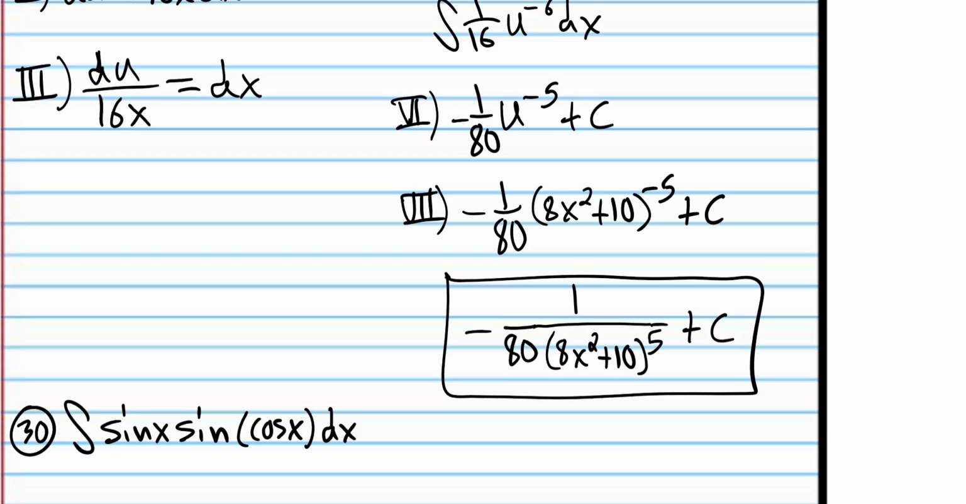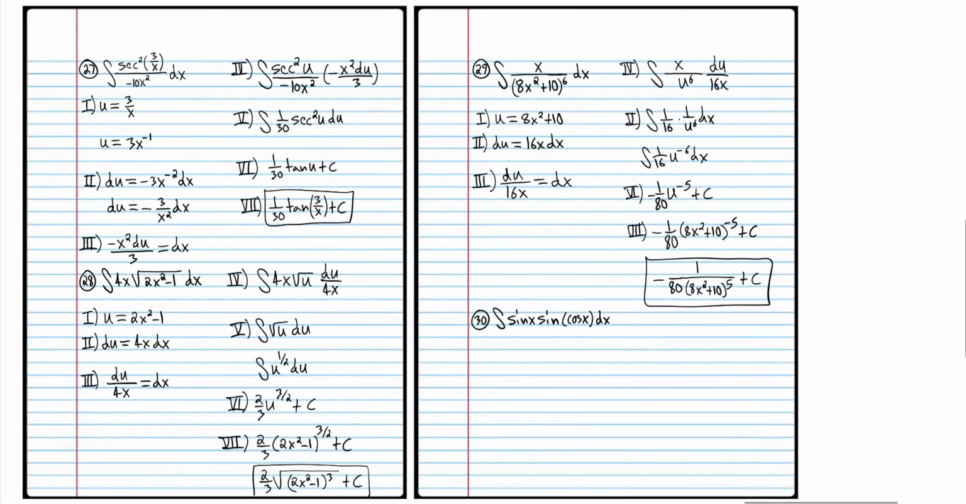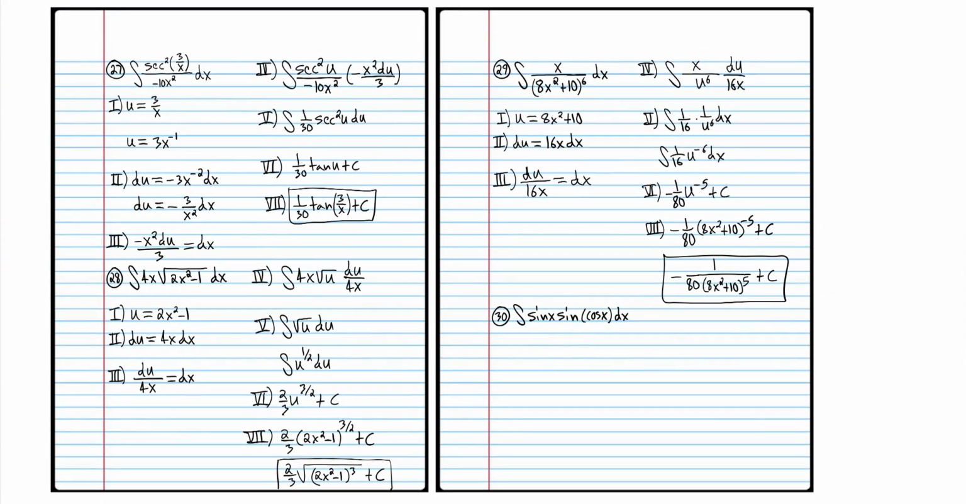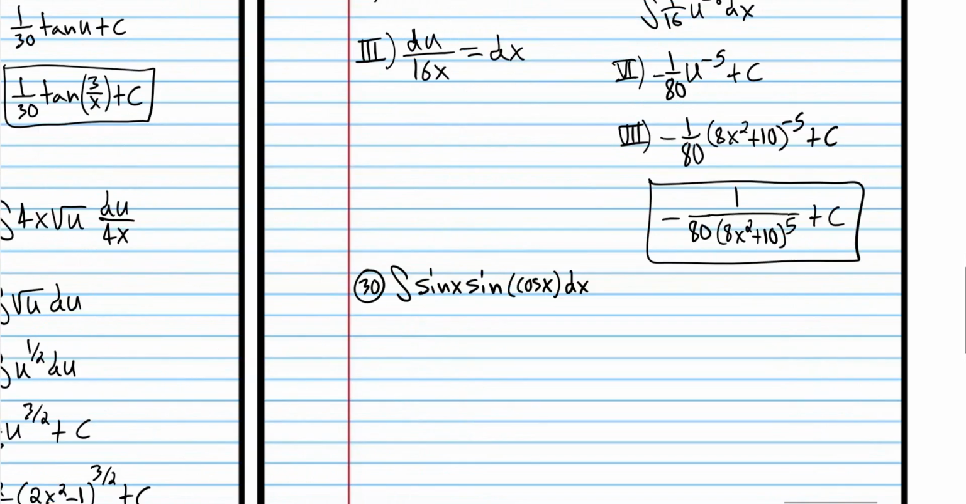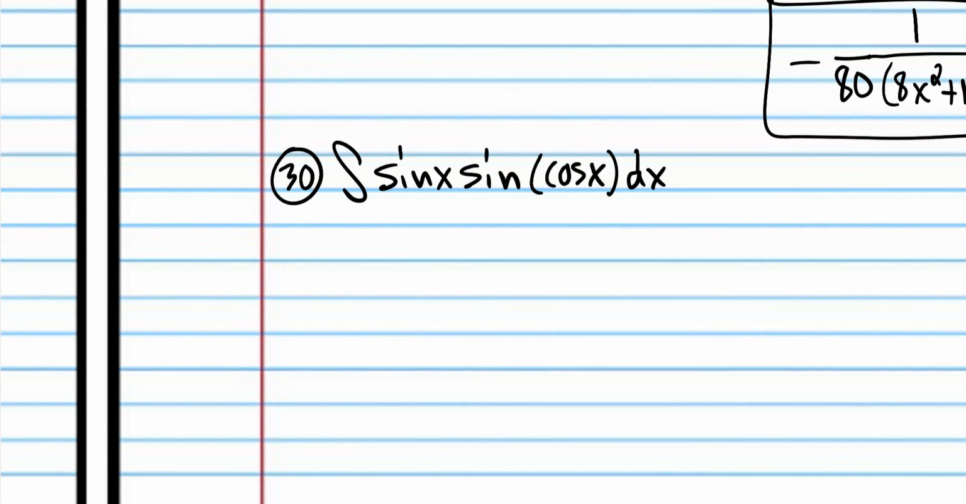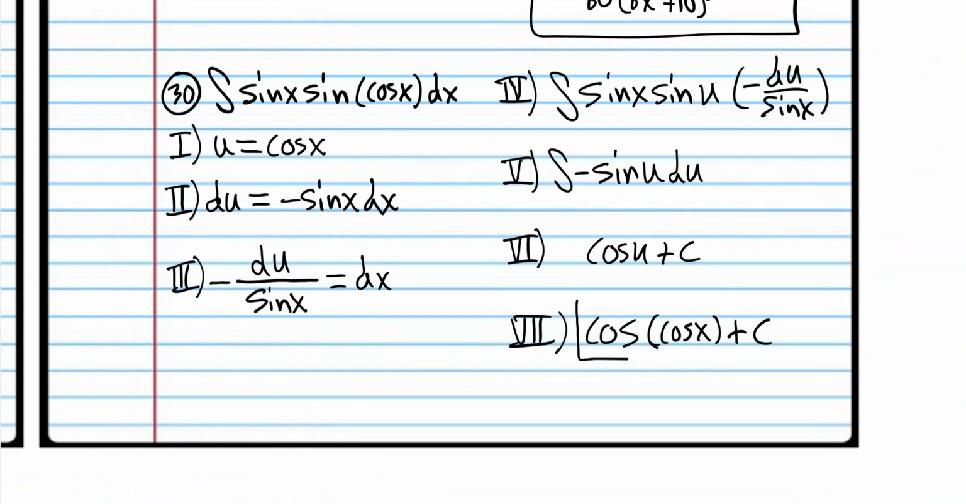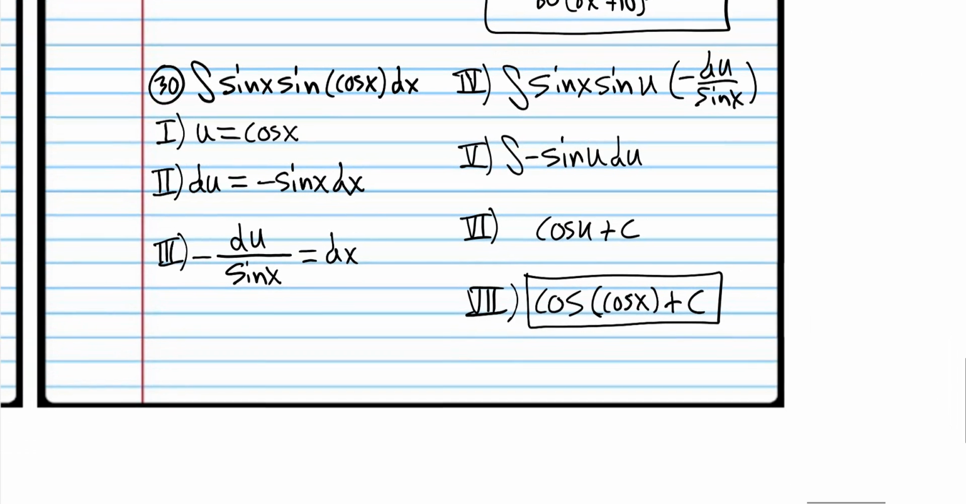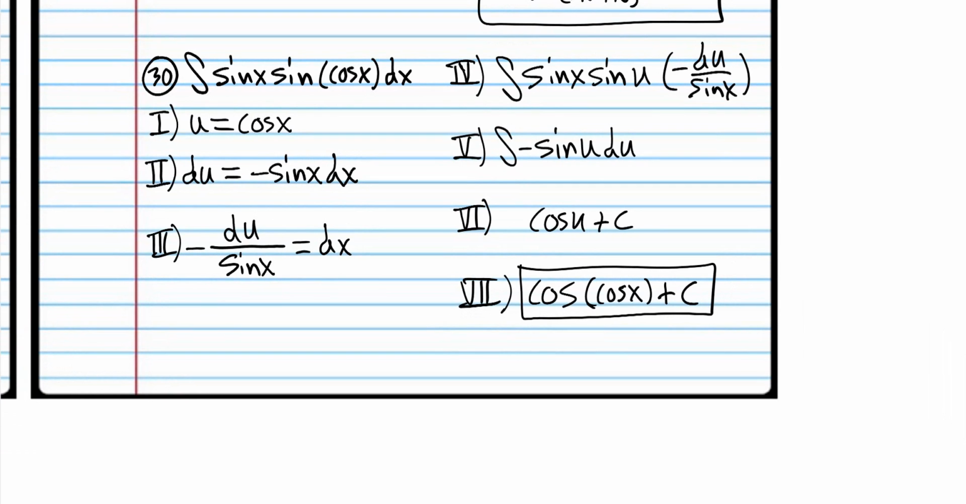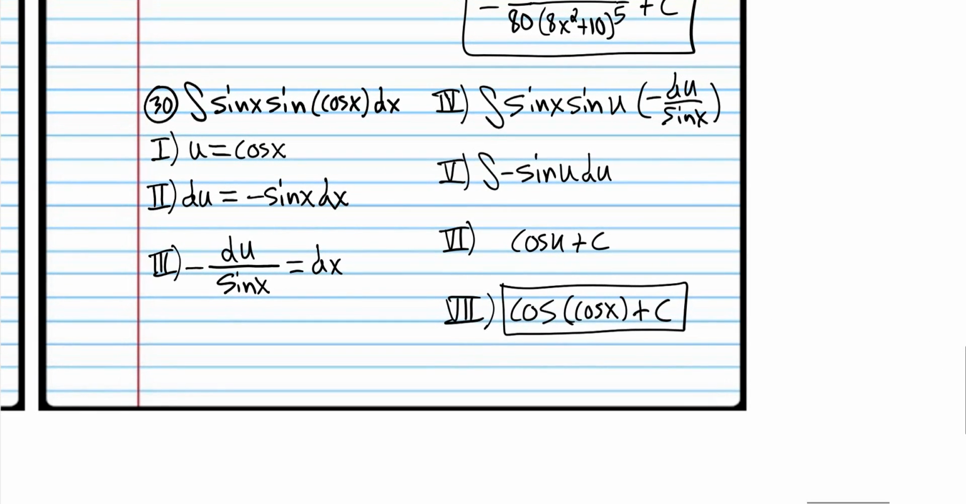Okay, so let's try one more of these. Go and attempt number 30. Remember, u is usually going to be the inside function, so see what you can do. Try number 30. If you have some problems, that's okay, but give it your best shot, and when you come back, we'll do it together. Okay, we're back. And so that is the final answer. Okay, so if you got that right, excellent.